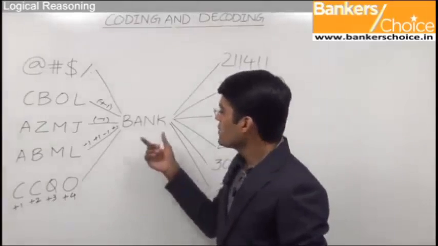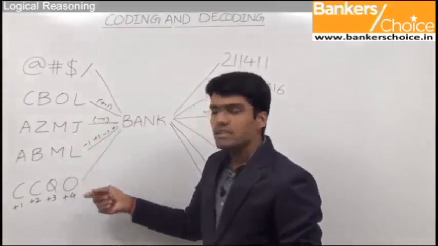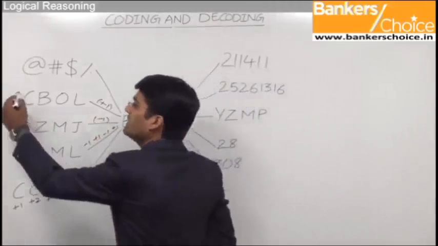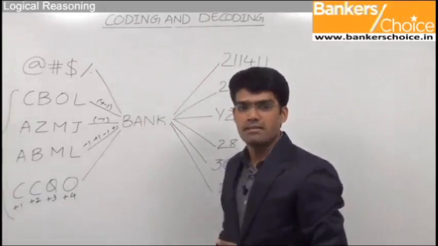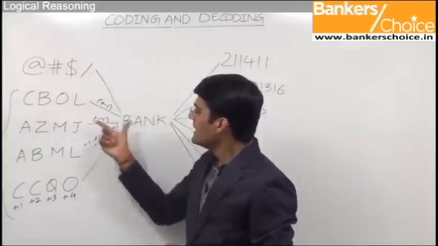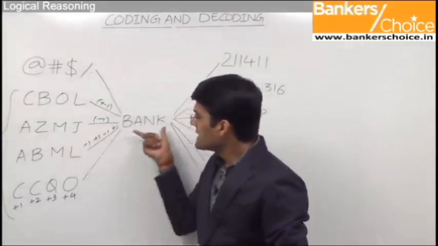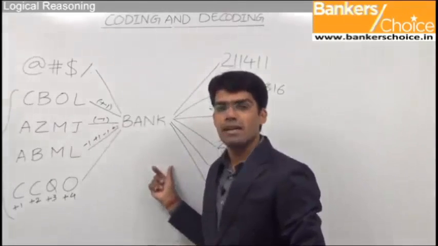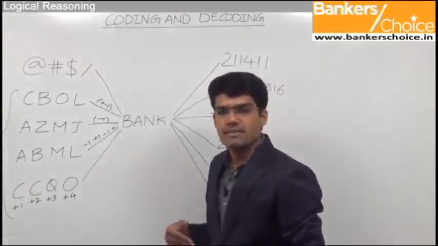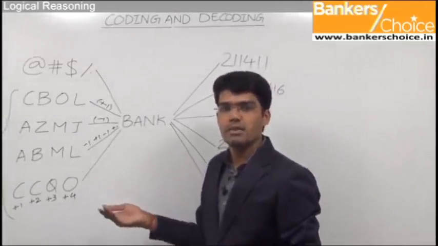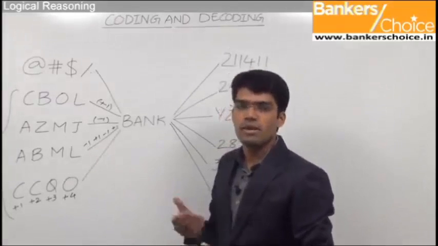So friends, if you try to observe, the word BANK has been coded in various ways in these 4 models. And the logic behind this coding is only the shifting of letters in different patterns. For example, in the first one, each letter was shifted by 1 position in the forward direction. In this one, each letter was shifted by 1 position in the backward direction. In the third case, they were shifted in an alternate manner. That means the first letter, third letter and fifth letter were shifted in the backward direction, and the second, fourth and so on were shifted in the forward direction.